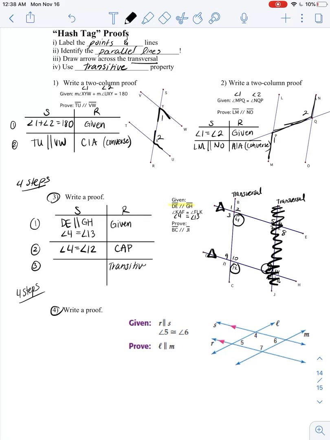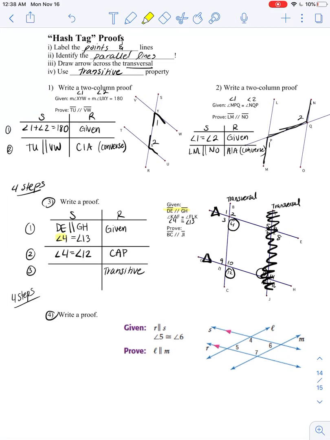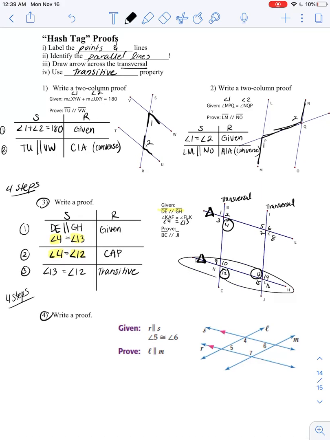Then your third step is always going to be the same. The third step should always be using the transitive property. And you use what you've already got in your proof. So if you look at the proof, we have angle 4 equals angle 13, and we also know angle 4 is equal to angle 12. So because angle 4 equals 13 and angle 4 also equals angle 12, we can say angle 13 is equal to angle 12.